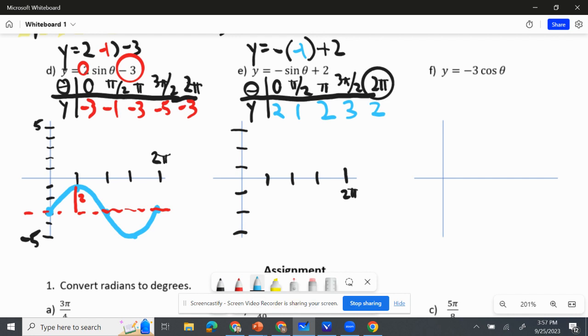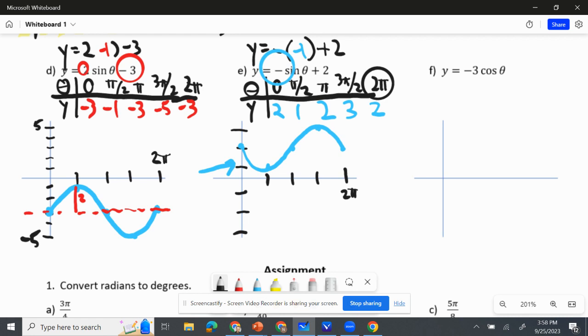So when we graph this, we have 0, 2, 1, back to 2, we have 3, and then back to 2. And so here what we have is our sine curve. Notice that our sine curve is negative. And so notice that the sine value is now going down instead of up.